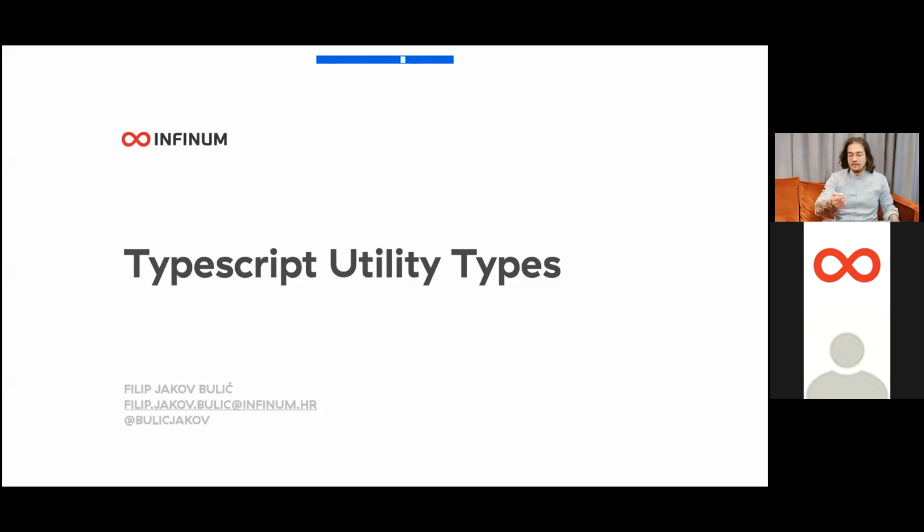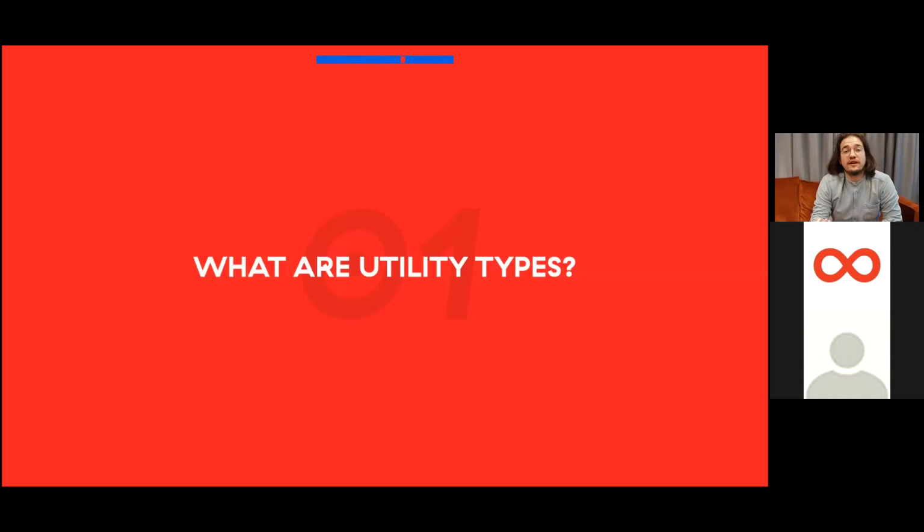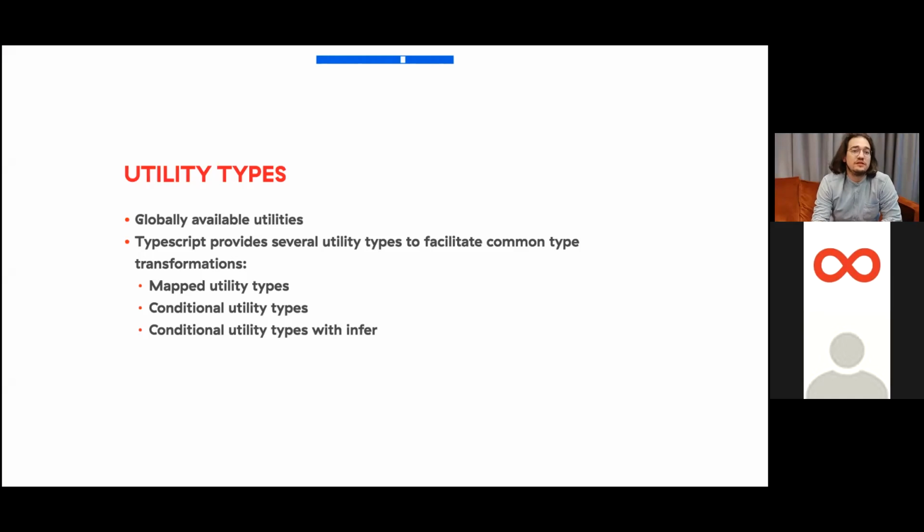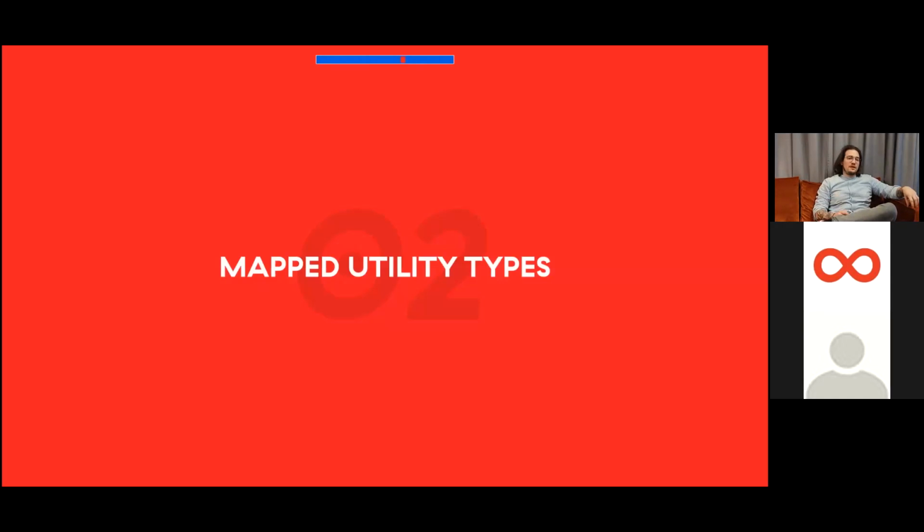All right, let's start. So Voska gave us a nice little intro to TypeScript, and what I'll be talking about is TypeScript utility types. So what are they? They are globally available utilities, and TypeScript provides several of them. I've basically split them into three parts based on the constructs that they're using under the hood. So we have mapped utility types, conditional utility types, and the variation of the conditional utility types, which is conditional utility types with infer.